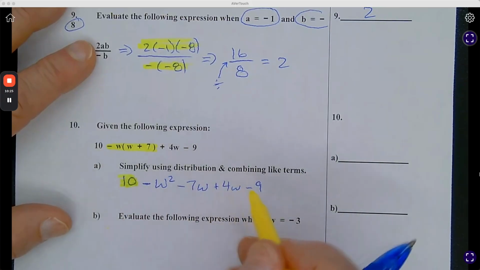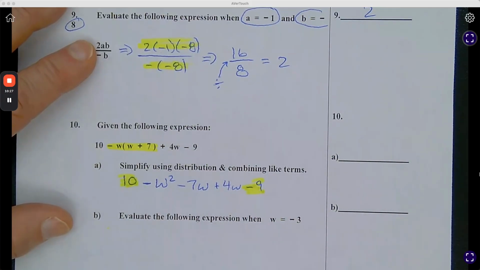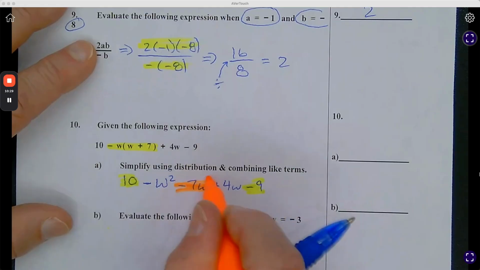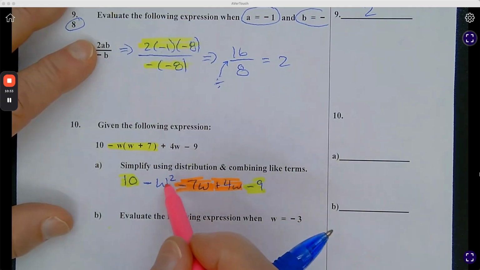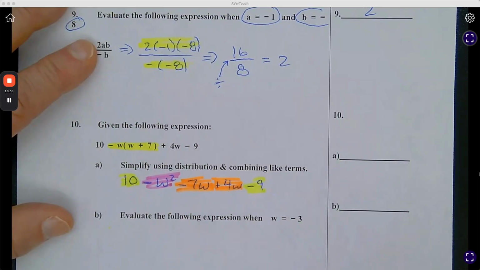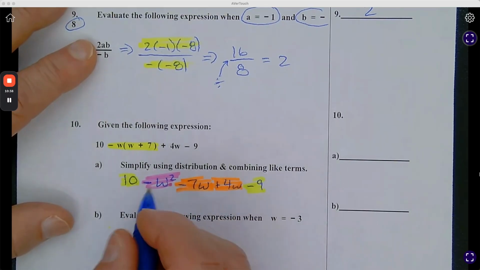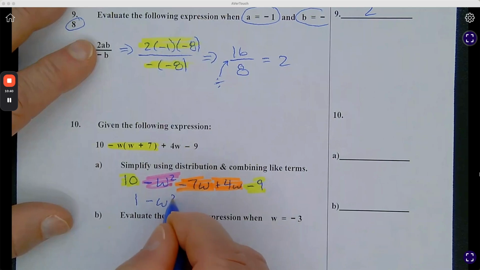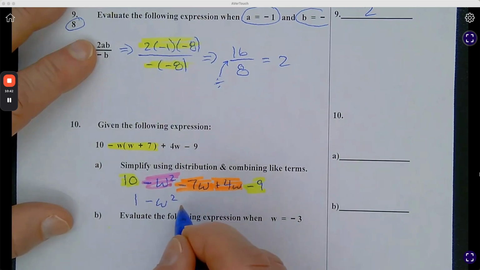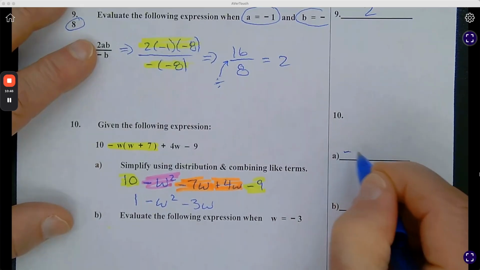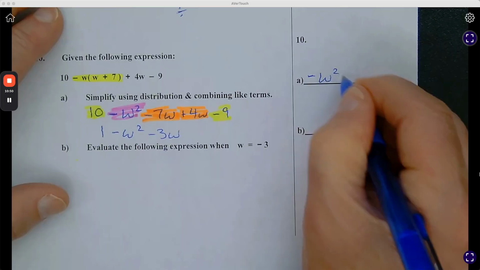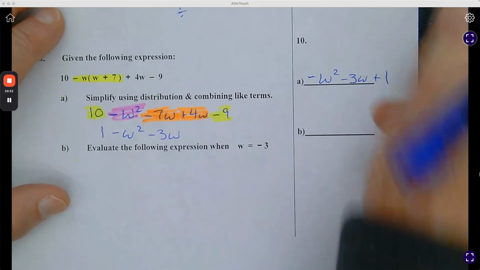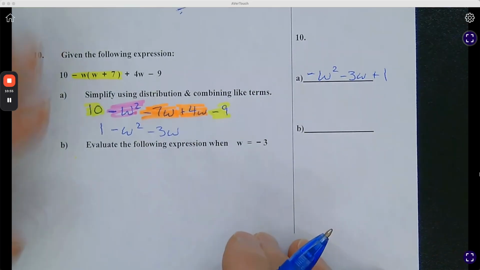Look at these like terms. I got this term and this term. They're like. I got this term and this term. They're like. Then I got this lone W squared. All right, so 10 minus 9 is 1. Minus W squared. Negative 7 plus 4 is negative 3W. Let's put it in the proper form. Exponents decrease from left to right.